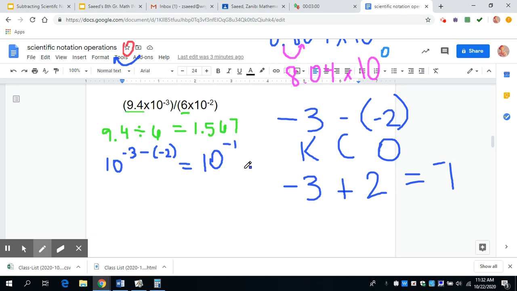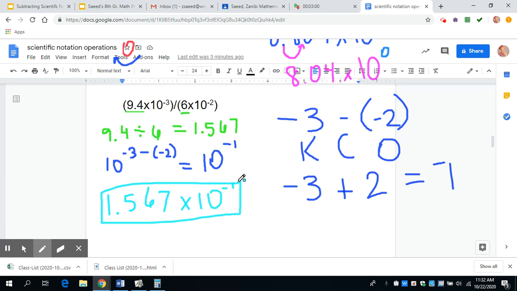So we'll have to the negative first power. I combine my two answers. So my answer is 1.567 times 10 to the negative first power. Right? Let's keep going.